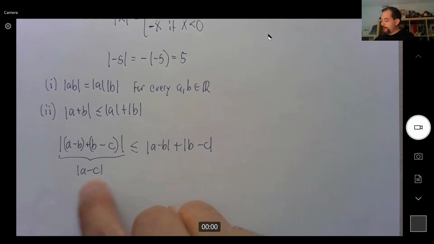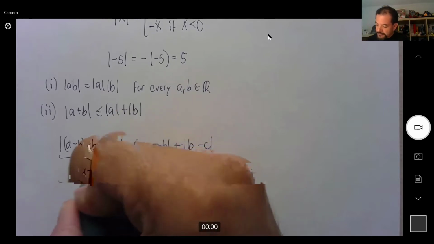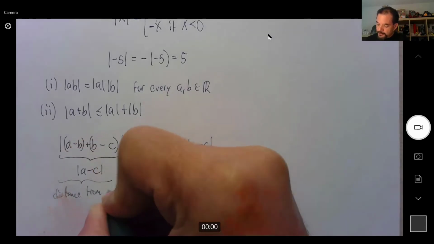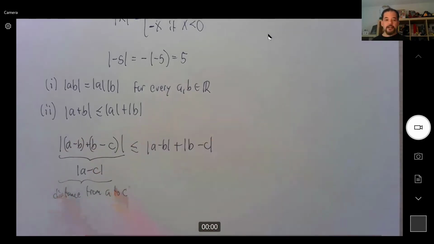The absolute value of a minus c: a different way of thinking about it, a geometric way, and by that I mean with a picture, is to think of this as the distance from A to C, right? And it is convenient because you don't need to know which of the two numbers is bigger, right?